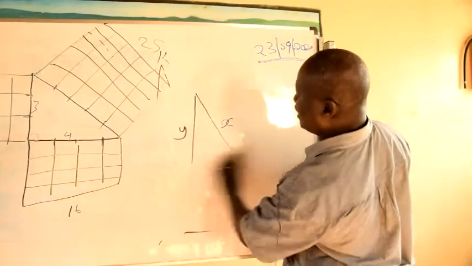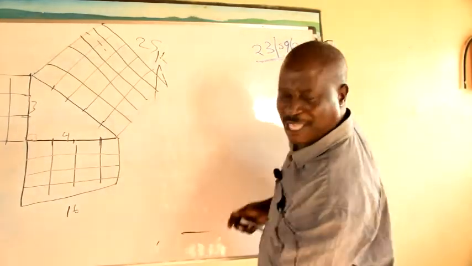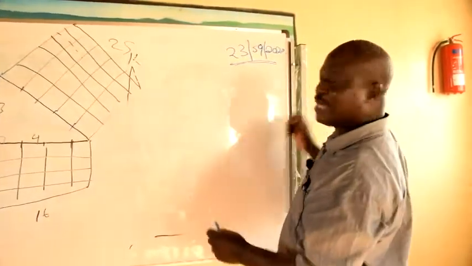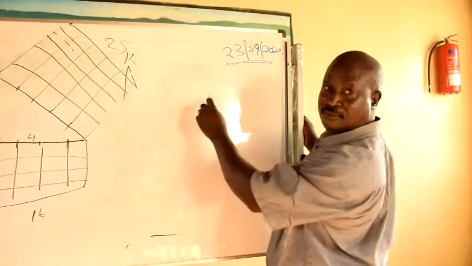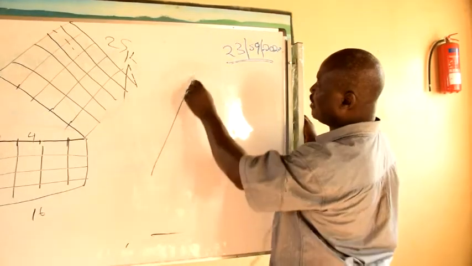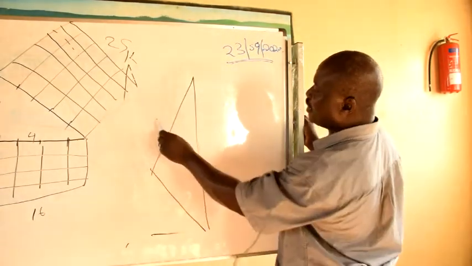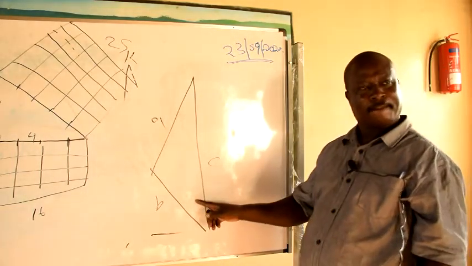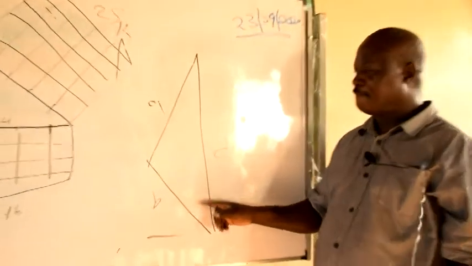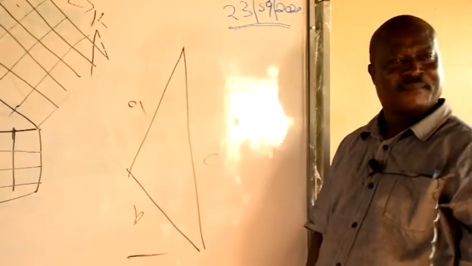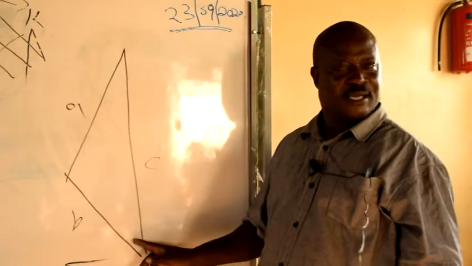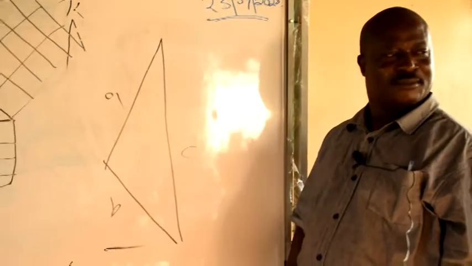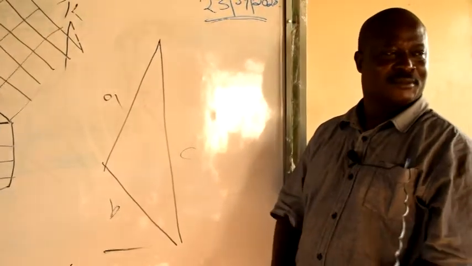If that is okay, then I want to check whether you people are understanding what we are talking about. Millicent, kindly look at the board. If you are looking at the board, can you tell me the relationship between A, B, C in this one? Can you tell me? A squared plus B squared is equal to C squared.